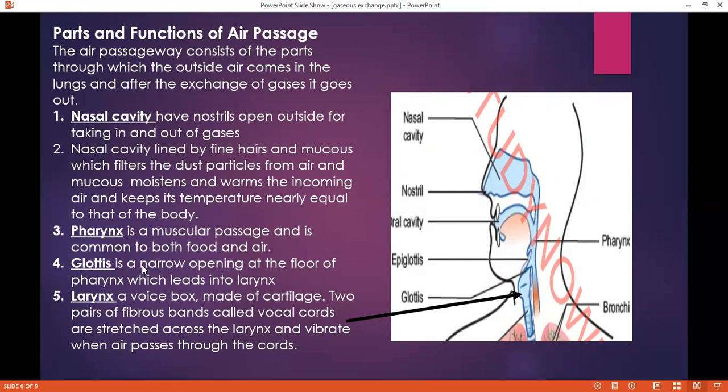So here we have a glottis, a narrow opening at the floor of the pharynx which leads into the larynx. Floor of the pharynx means at the bottom of the pharynx you have a glottis. The larynx is a voice box made of cartilage. Two pairs of fibrous bands called vocal cords are stretched across the larynx and vibrate when air passes through the cords.